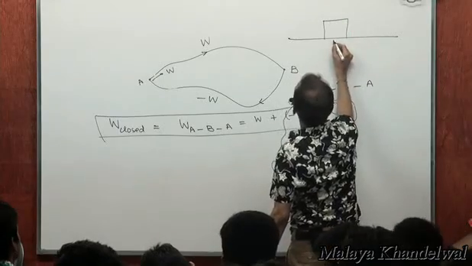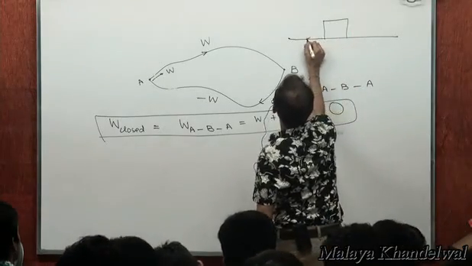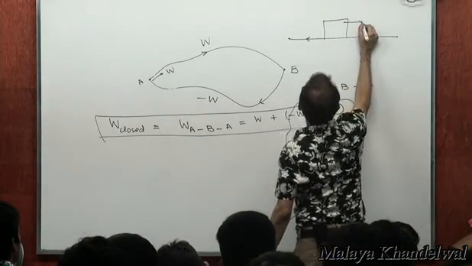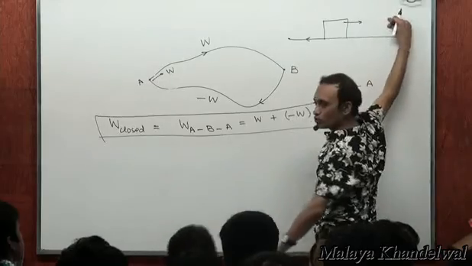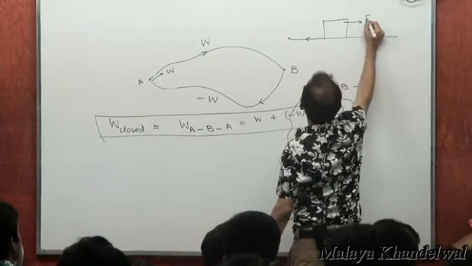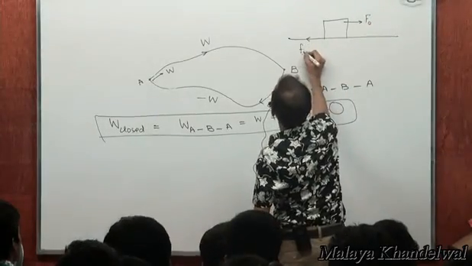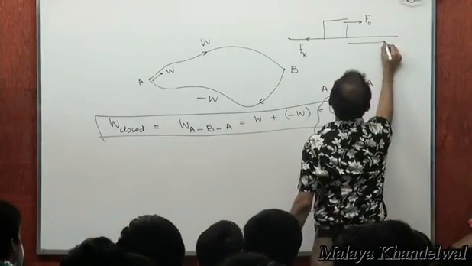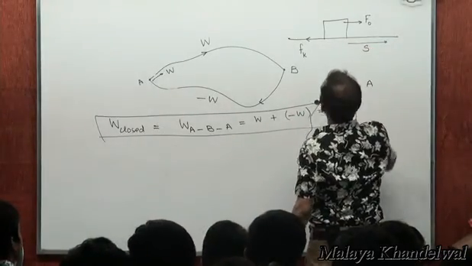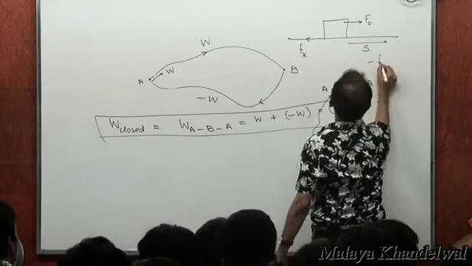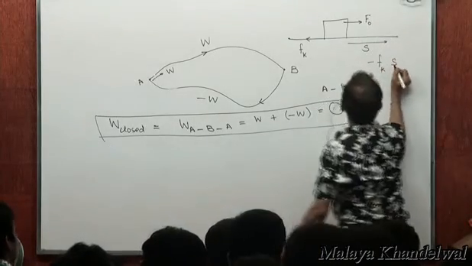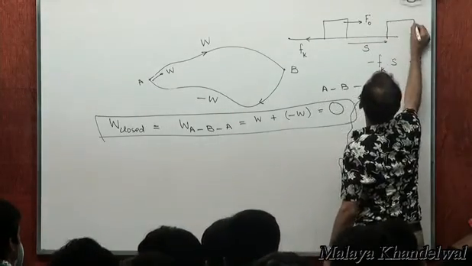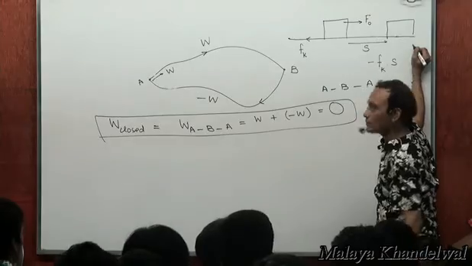Say kinetic friction acts between these two surfaces. This body is moving to the right, being pulled to the right with a certain force, and there is kinetic friction Fk that will act leftwards, right? Now it has moved S units to the right. What's the work done by kinetic friction? Minus Fk into S, right? Work done by kinetic friction would be minus Fk into S.